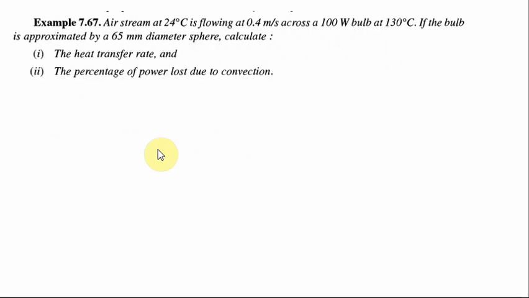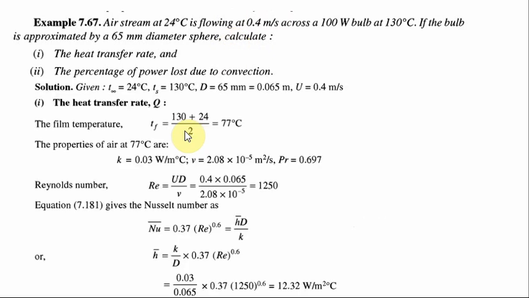Now air stream at 24 degrees Celsius is flowing at 0.4 meter per second across a 100 watt bulb at 130 degrees Celsius. If the bulb is approximated by a 65 mm diameter sphere, calculate the heat transfer rate and a percentage of power loss due to convection. Actually, this is not a natural convection problem, since the flowing air is having some velocity. It's a forced convection problem. So these are the given data.